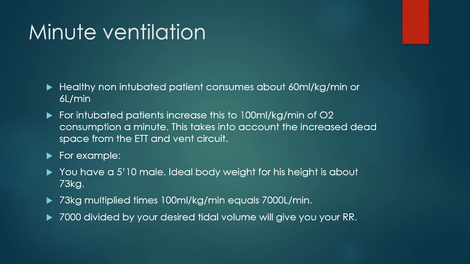Now, if you simply took 7,000 and divided it by your desired tidal volume, that's going to give you a respiratory rate. And typically, whenever you do the math, so say 7,000 divided by 450, 7,000 divided by 400, your respiratory rate usually falls somewhere around 16. So that is why in the previous slide I said 16 is a good starting point, because it's going to ensure that you're going to give an adequate minute ventilation for a majority of your patients.